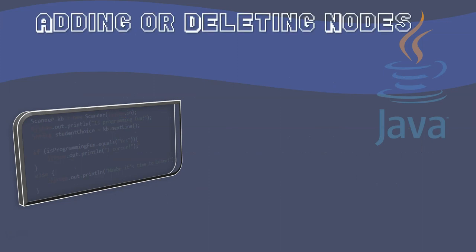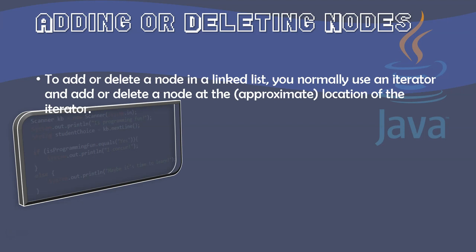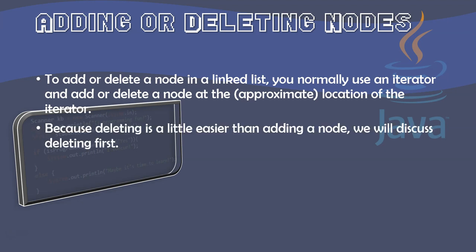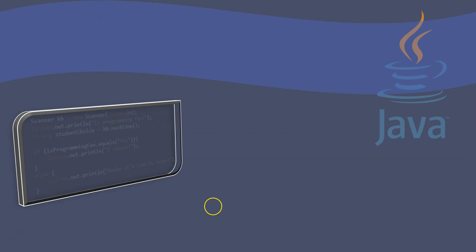So the first thing we want to talk about, of course, is adding or deleting nodes, because this is a great example for us to look at that's very simple. That'll help really zone in on how iterators work. If we want to add or delete a node from a linked list, you normally would use an iterator to either add or delete a node at the approximate location of where that iterator is kept. Because deleting is a little bit easier for us to work through, we'll discuss deletion first.